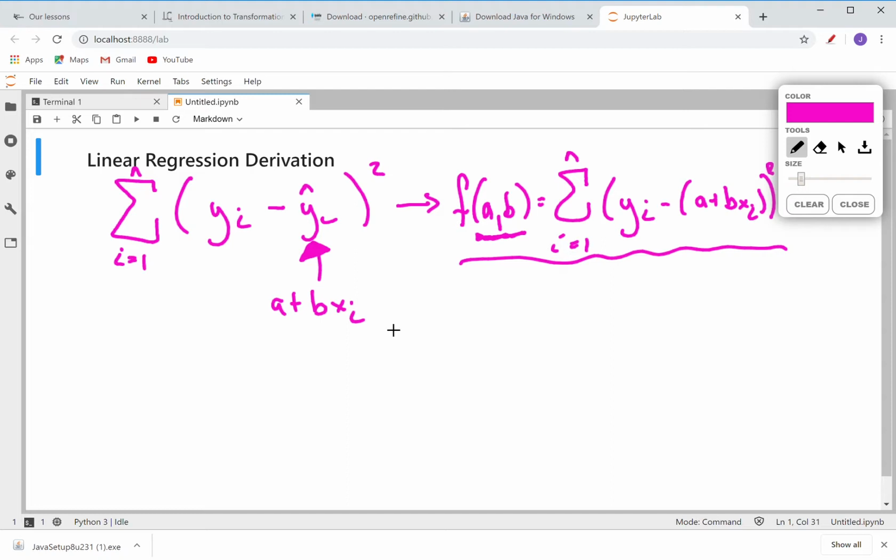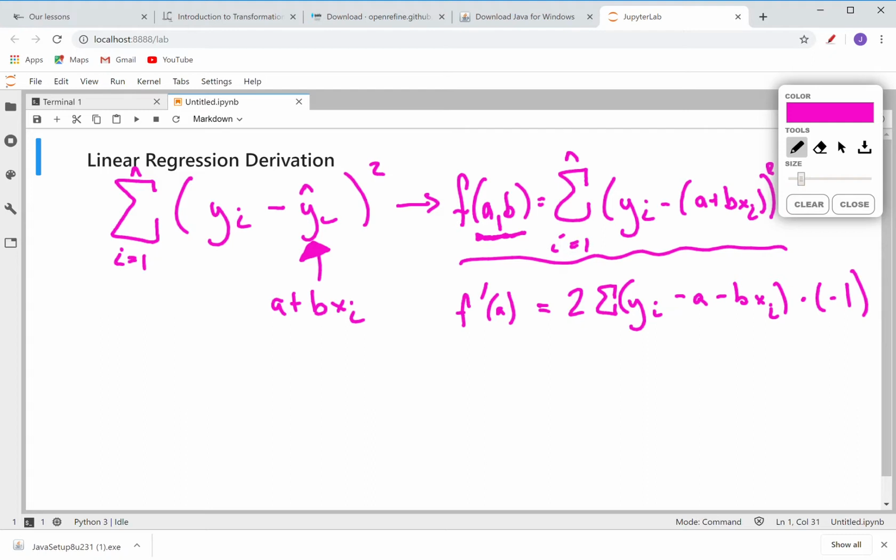So first we'll do the derivative with respect to a. I'll say f prime of a. And this is just a chain rule problem, and we have nice properties of the summation operator that allow us to just treat it like a normal function here. So 2 times the sum of yi minus a minus bxi, times the derivative with respect to a in here, which is -1.